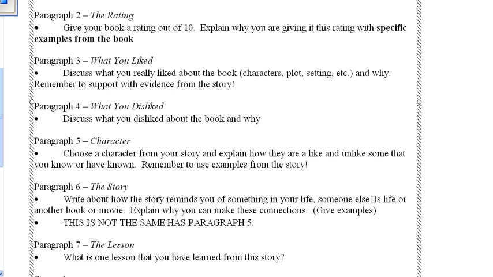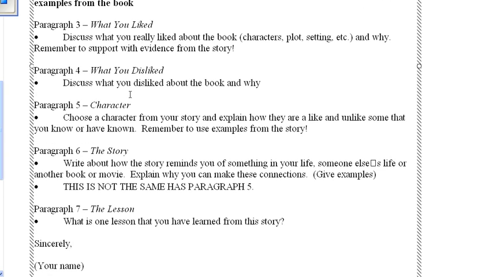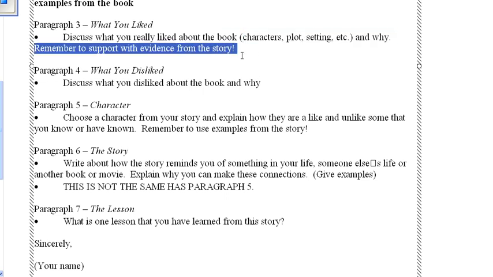On paragraph 4, discuss what you didn't like about the book. Please don't say, there's nothing I didn't like. There was something you didn't like. So maybe it's too long. Maybe it was too short. Maybe the characters died too early. Give examples from the story. That's the big thing. Remember to support with evidence from the story.